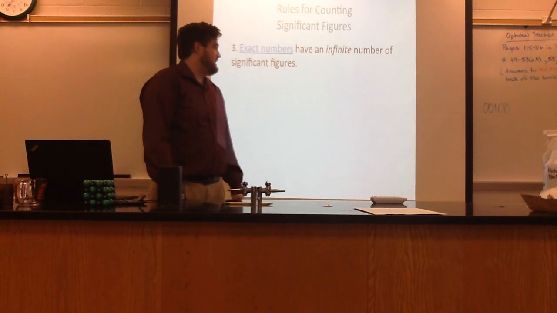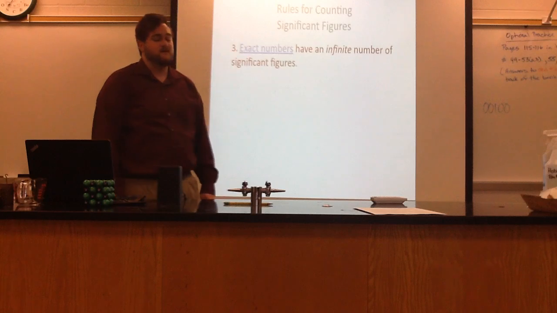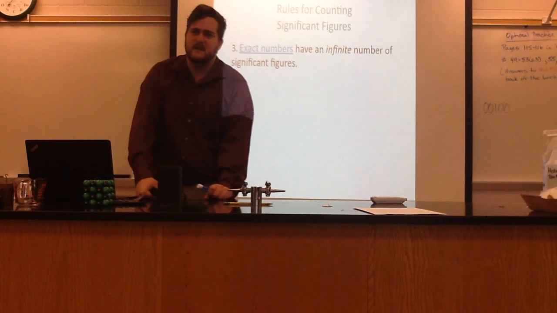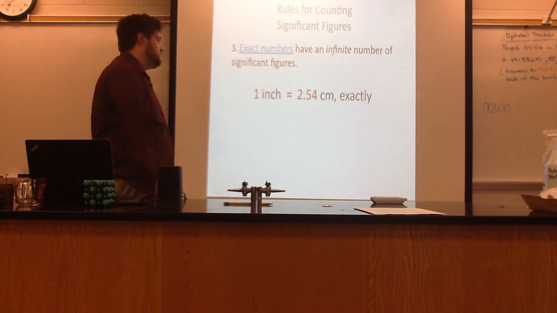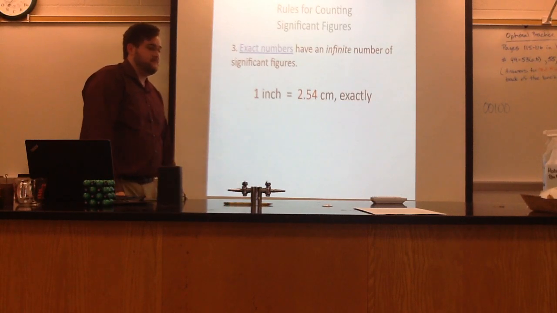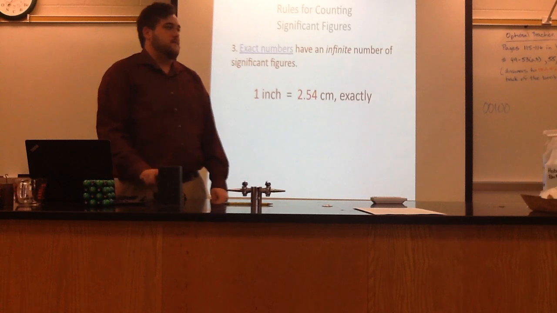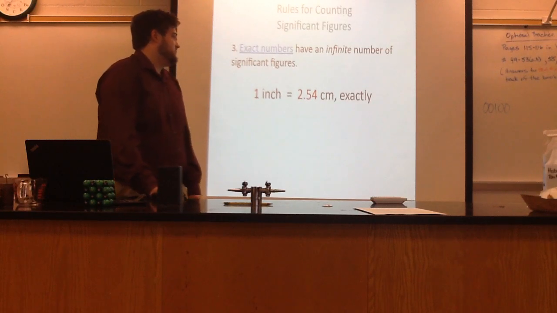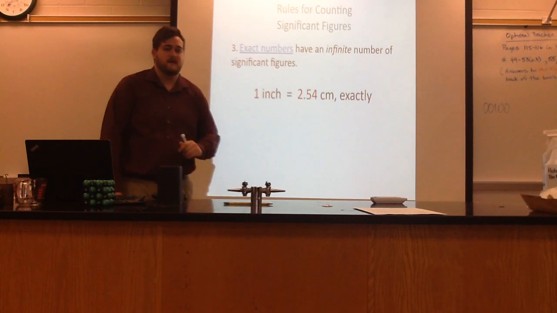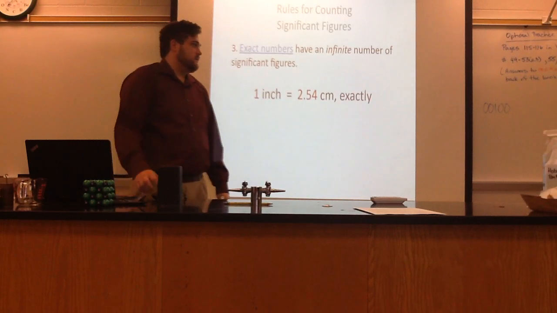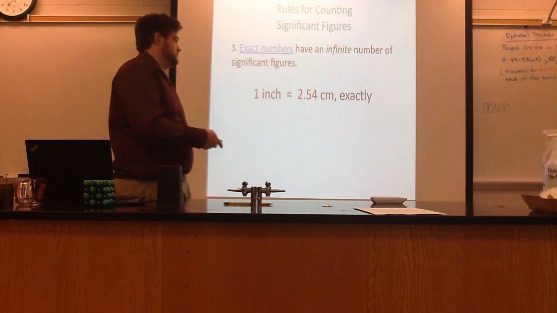Finally, our last rule: exact numbers have an infinite number of significant figures. So this is mainly any kind of unit conversion. For example, 1 inch equals 2.54 centimeters exactly. So you're not going to mess with the significant figures on these because this is just an exact unit measurement. You don't want to really mess with it. And that's pretty much the rule on this one.